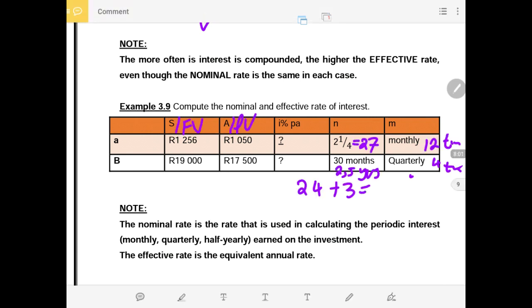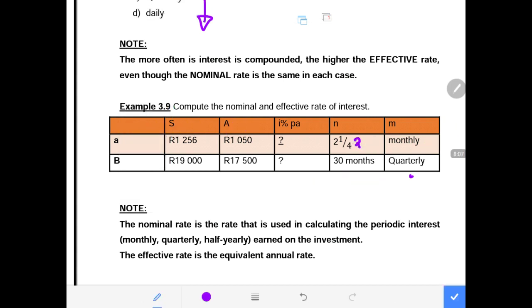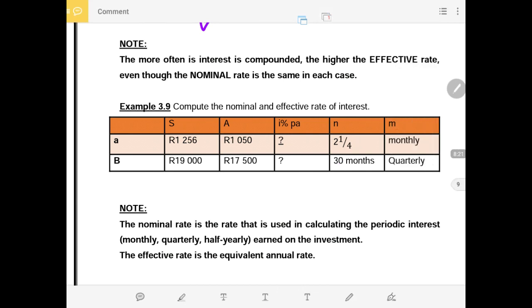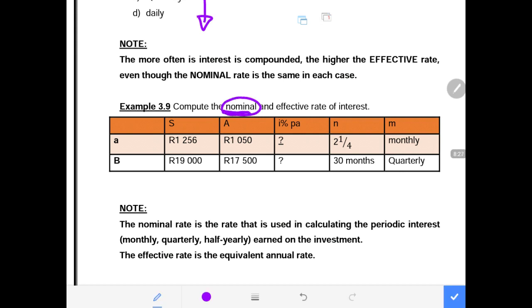Now, let me then erase what I've done, but we know at the back of our minds this is 27 months, and at the back of our mind this is 2.5 years. Just keep that there while I'm erasing it. It's very important. Now, what are we required to calculate? We're calculating nominal, which we know is monthly compound, quarterly compound, half-yearly compound, and daily compound. But effective is an annual equivalent. I'm highlighting this, guys, because it is very crucial.